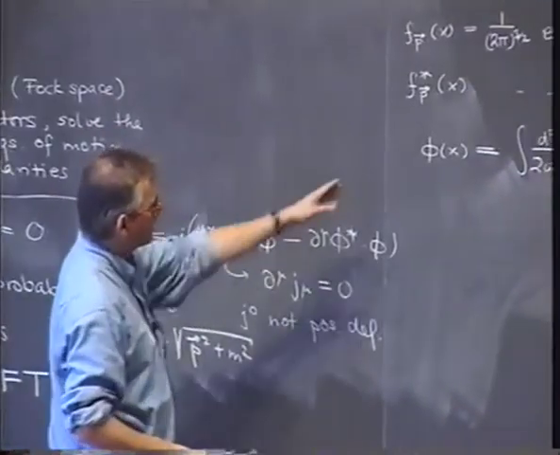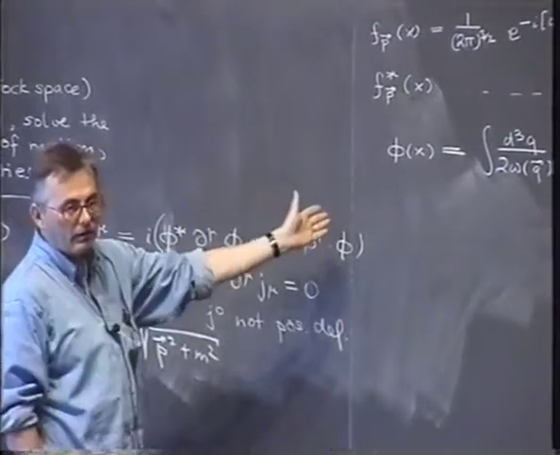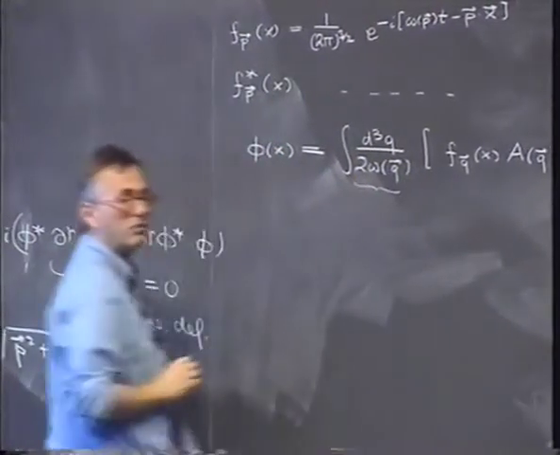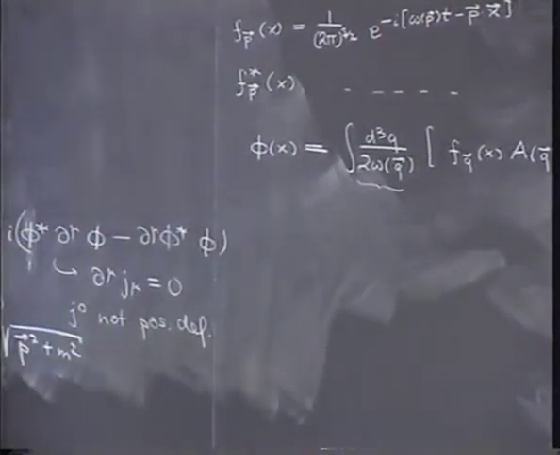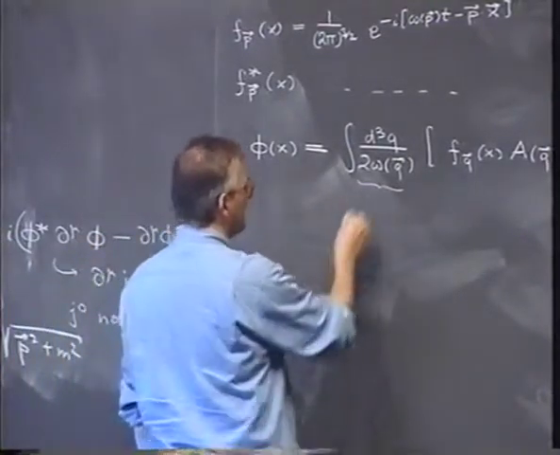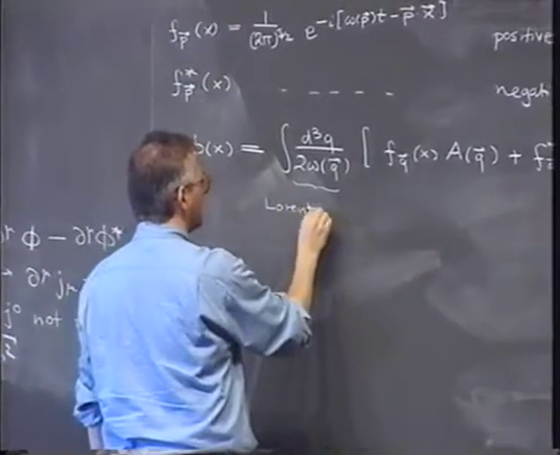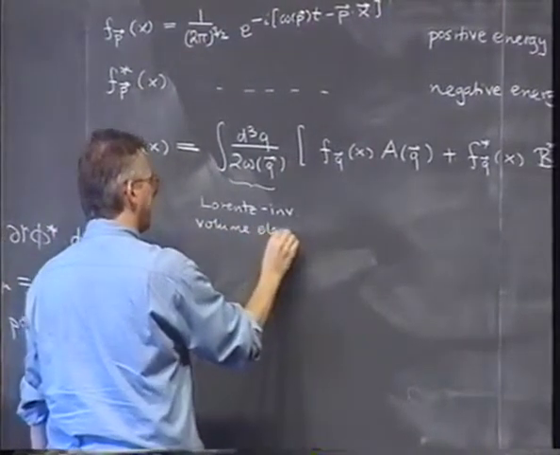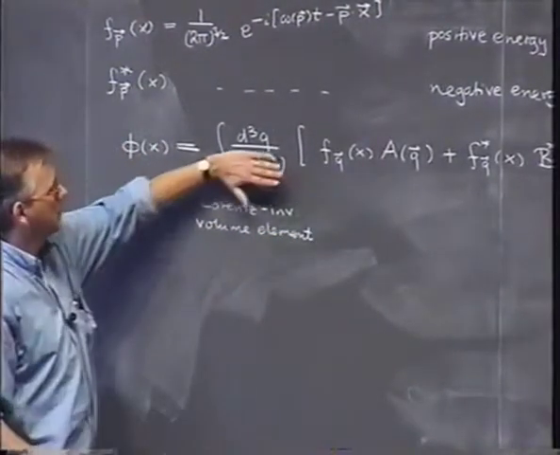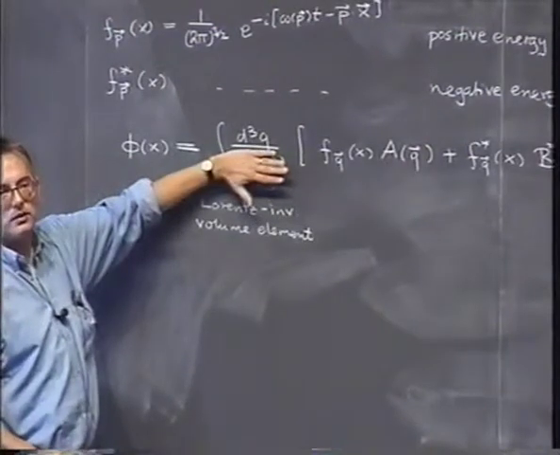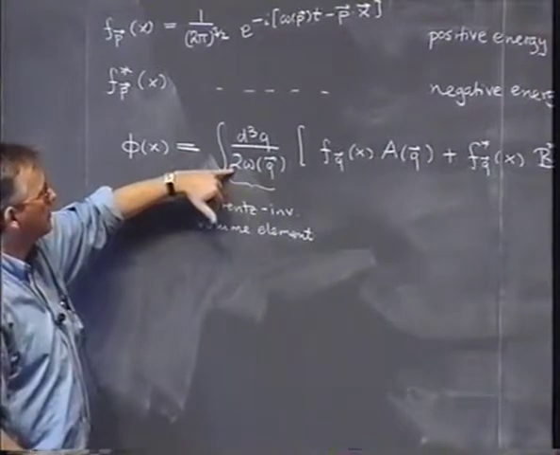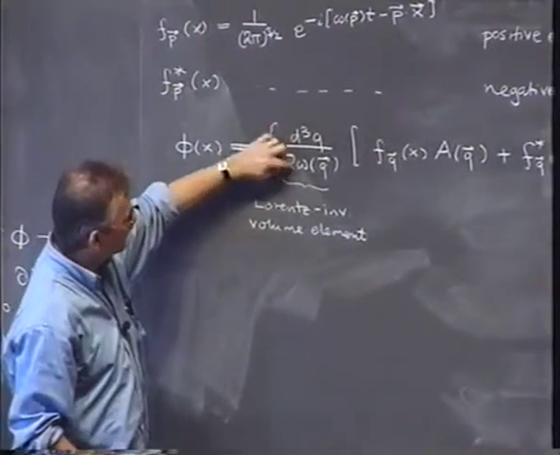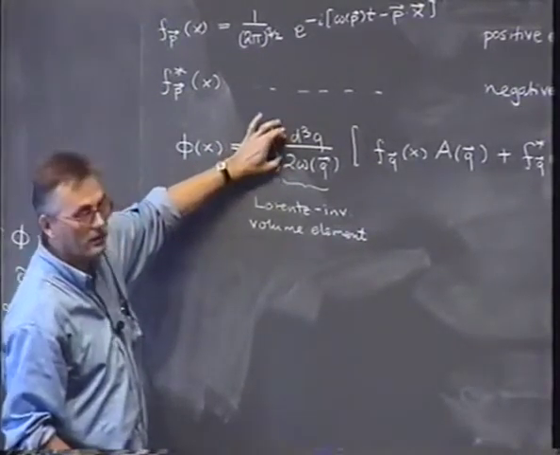So what do we have here? This is just a Fourier expansion of this field. Everything is still classical at this stage. Here, I've not just written d3q, but I've written d3q divided by 2 omega of q. And the reason is simple, because this is a Lorentz invariant volume element. You see, this wouldn't be Lorentz invariant if I just wrote d3q. And the reason it's Lorentz invariant, roughly speaking, is that when you do a Lorentz transformation, you have some kind of contraction or dilation, and this cancels between these two factors.